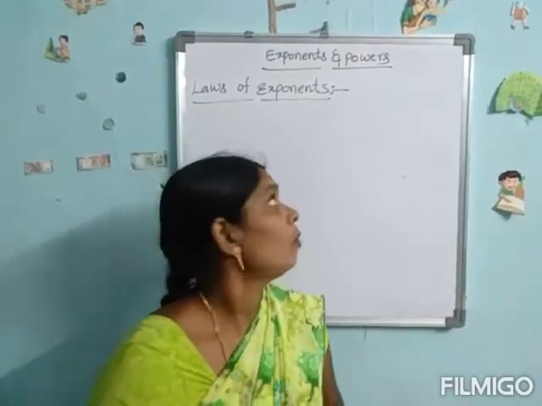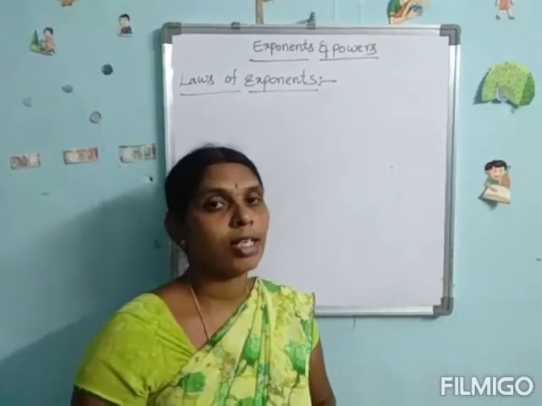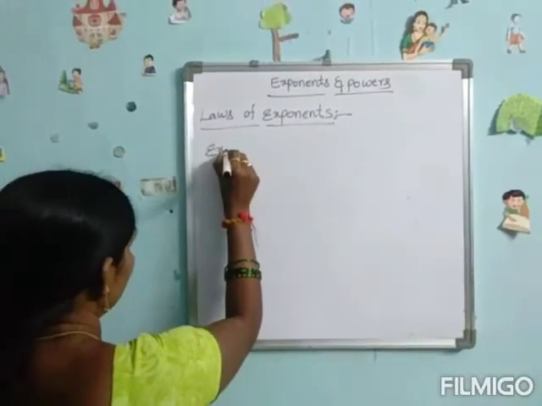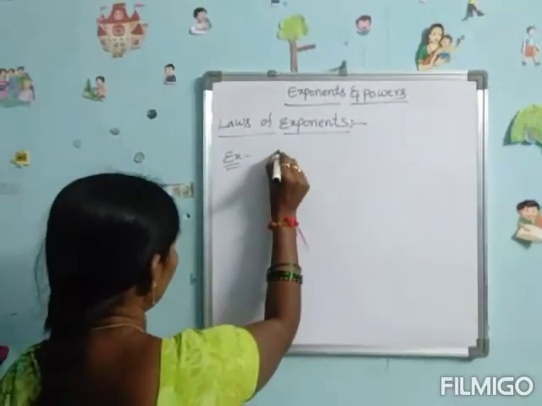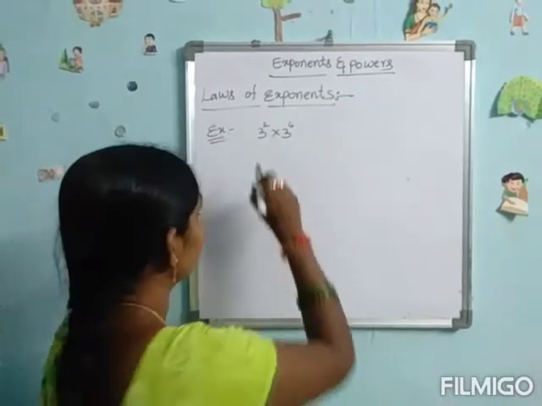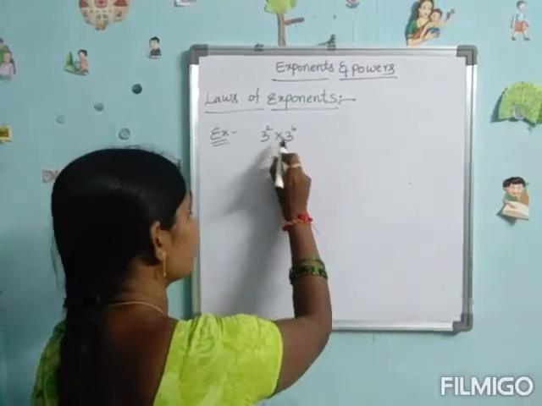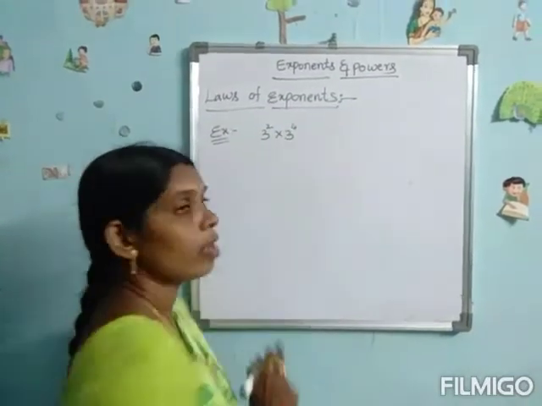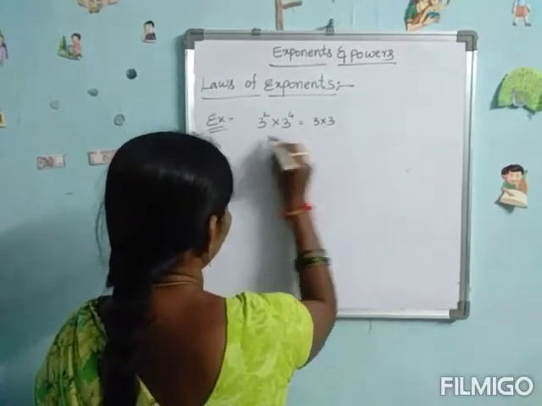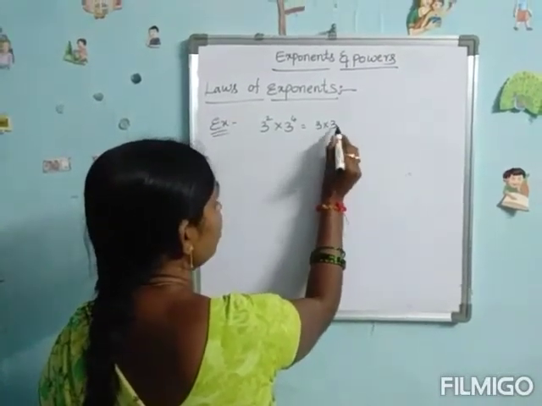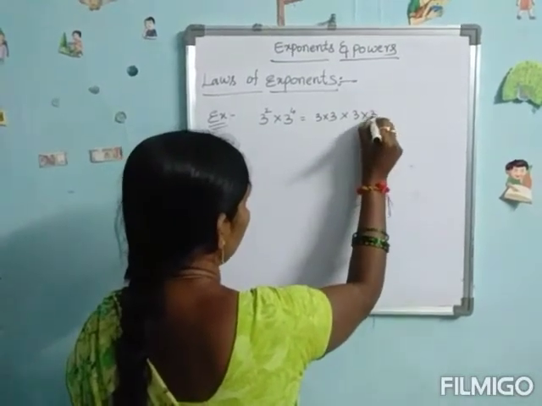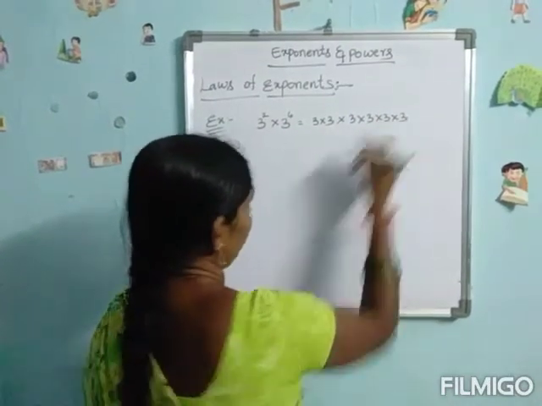Now we have to discuss the laws of exponents. So see here, I am taking one example: 3 to the power of 2 into 3 to the power of 4. This 3 to the power of 2 we can read as 3 square also, into 3 to the power of 4. How can we write this one? 3 square means 3 into 3, 2 times. Into 3 again 4 times, 3 into 3 into 3 into 3.